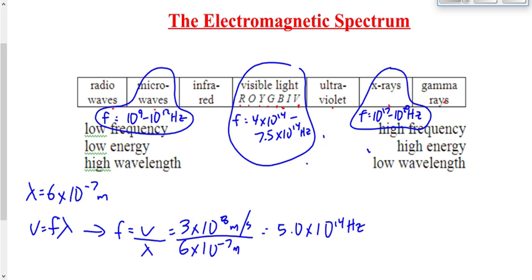What causes them, though, is a little bit different. Generally, they're all produced by accelerating charges, but specifically, we have different mechanisms for producing each of these. Radio waves and microwaves are both produced by what we call oscillating electric charge.